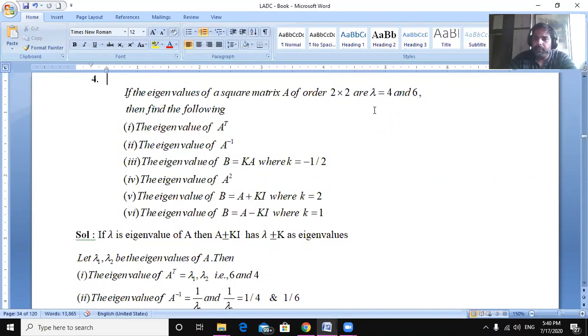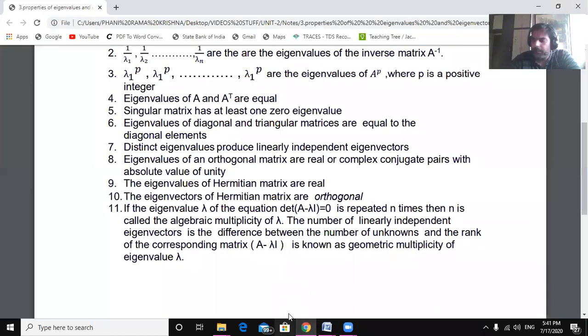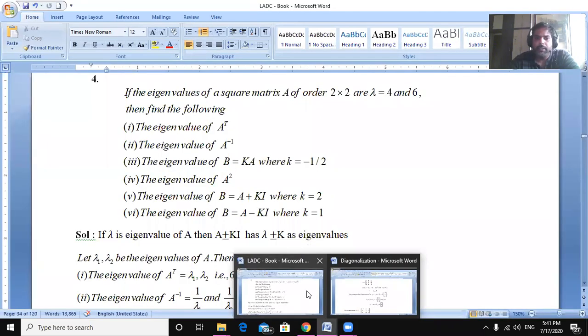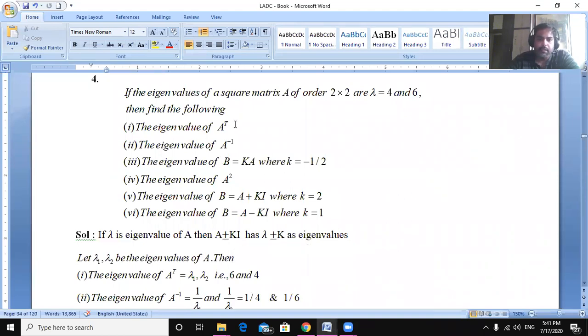At this moment, we are given some arbitrary matrix and its eigenvalues. Now I want to find the eigenvalues of A transpose. I don't know what A is, so how can I find the eigenvalues of A transpose? Using the property, property number 4, the eigenvalues of A and A transpose are equal. So the eigenvalues of A transpose are again 4 and 6.